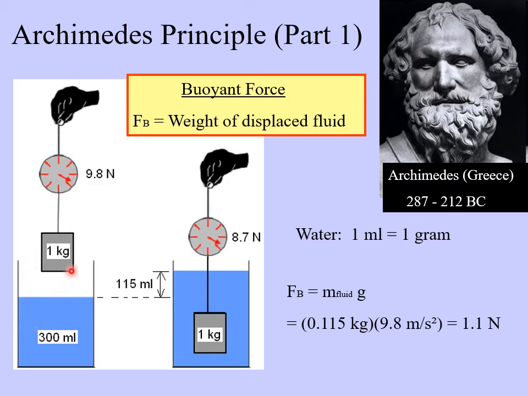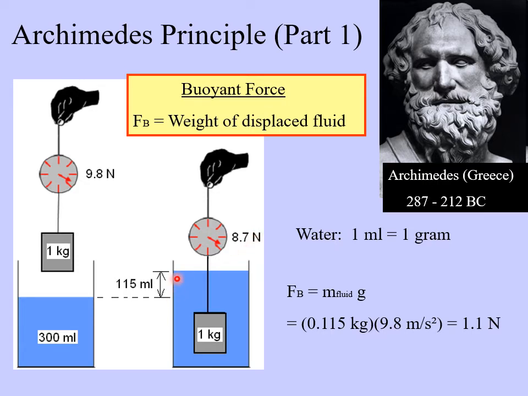So I will dip this now into a beaker full of water, and this beaker starts with exactly 300 milliliters. You can read that on the side of the beaker. What happens when I dip it into the water is there are two effects here. First of all, we see that the weight of the object is now decreased. Instead of weighing 9.8 newtons, its weight has dropped to 8.7 newtons because of the buoyant force. Remember that objects always weigh less underwater.